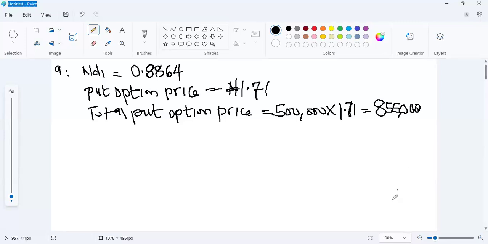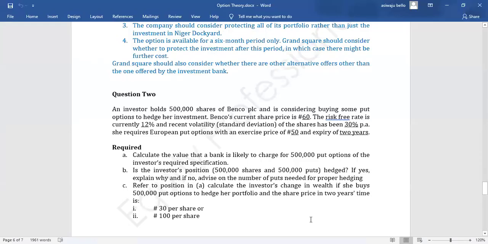Now we shall move to requirement B. Requirement B, the examiner says, is the investor's position of 500,000 shares and 500,000 puts (close hedge)? If yes, explain why. If no, advise on the number of puts needed for proper hedging.